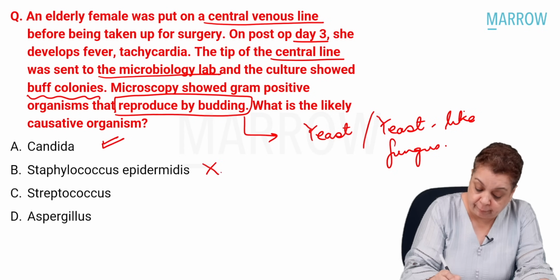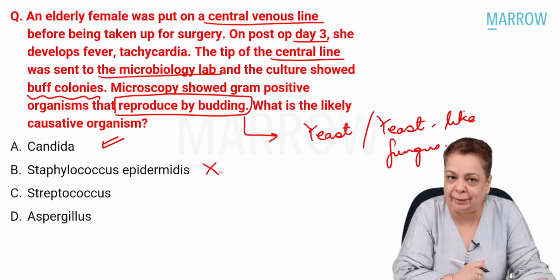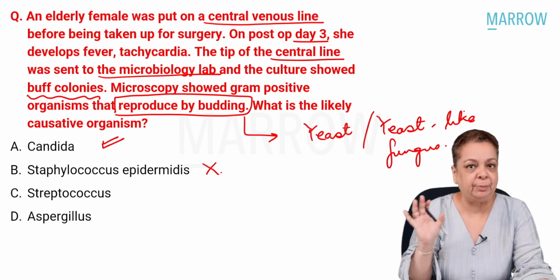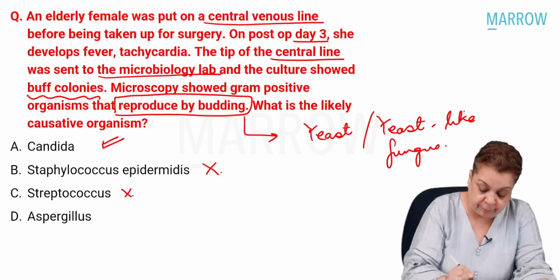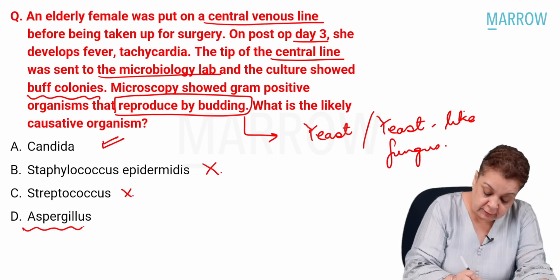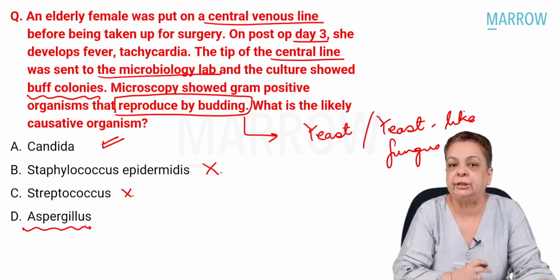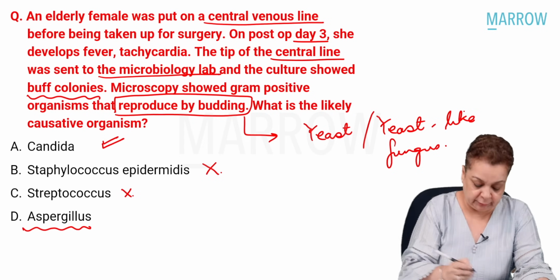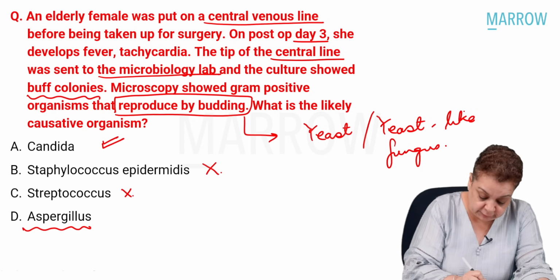Definitely not Staph epidermidis because that would not show budding. It divides by binary fission. Streptococcus also divides by binary fission. Aspergillus does not divide by budding. It is a hyaline septate mold. Let me show you the related images.